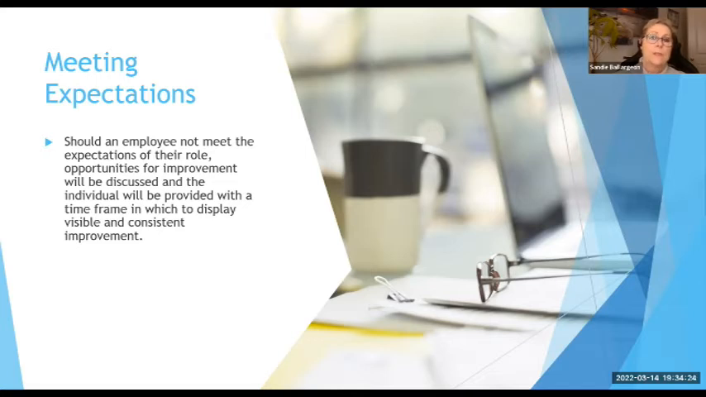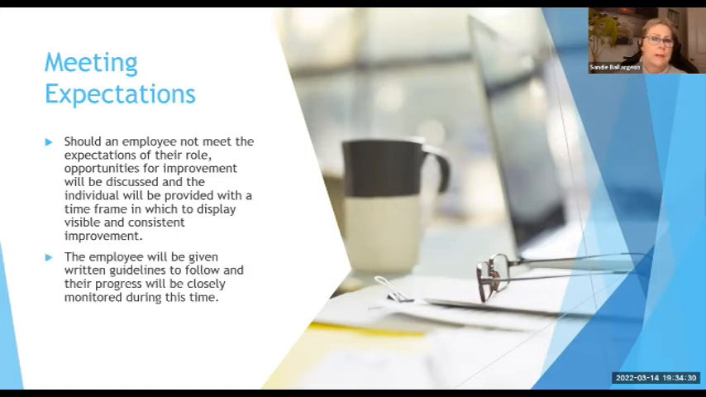The labor board looks really kindly on this. So as long as you've given them an opportunity, and if they still are not performing well, then you can go ahead and terminate. But remember, documentation is the key. Keeping full documentation is really important. The employee will be given written guidelines to follow, and the progress should be closely monitored during this time.